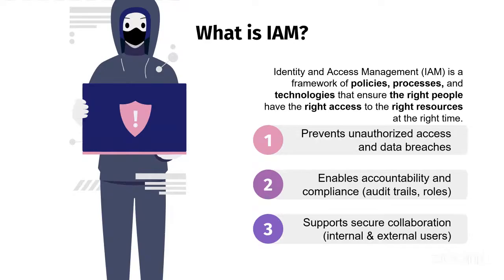IAM refers to Identity and Access Management, and it is a framework of policies, processes, and technologies that ensure the right people have the right access to the right resources at the right time. So IAM helps to prevent unauthorized access and data breaches. IAM also enables accountability and compliance, and also helps with secure collaboration between internal and external users.